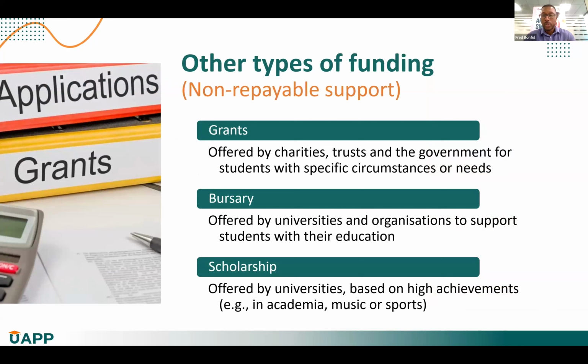Okay, brilliant. So I've covered the two types of loans. You've got your maintenance loans, and we've covered your tuition fee loans. Those are the two types of loans, right? And with both of those loans, you've got to pay them back. And there are other types of funding that are available as well, right?